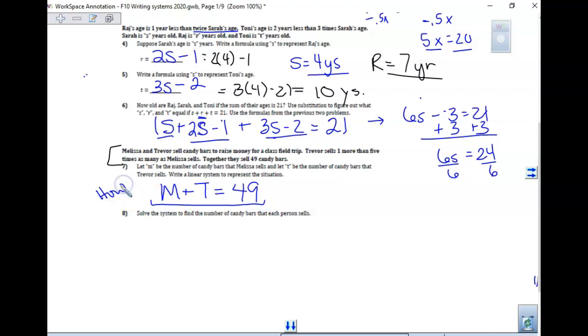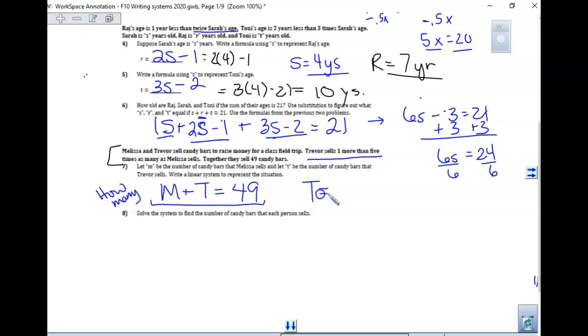So if they say these two things together were 49, it is a very simple equation. Melissa plus, in this case, Trevor equals 49 candy bars. Could you have used X and Y? Yes. Okay. The next statement says that Trevor sells one more than 5 times more.